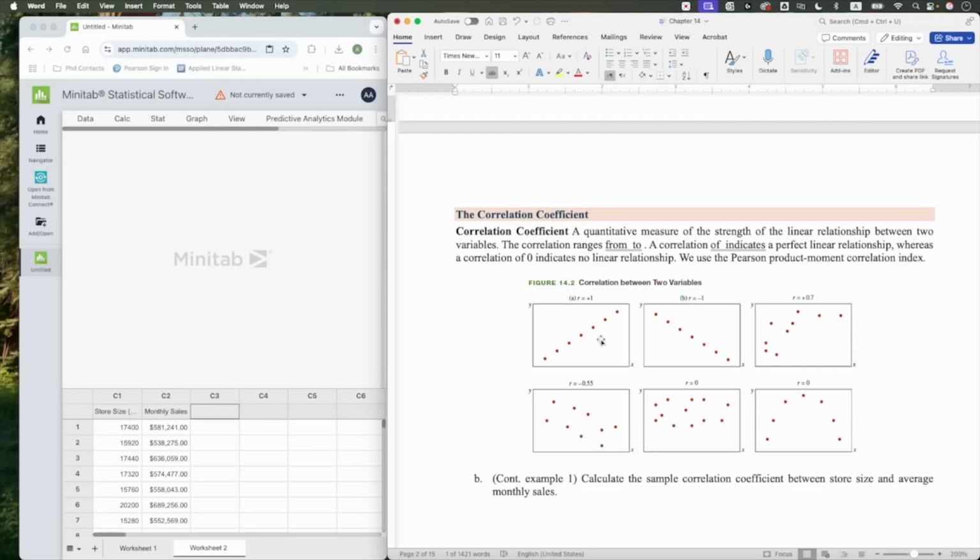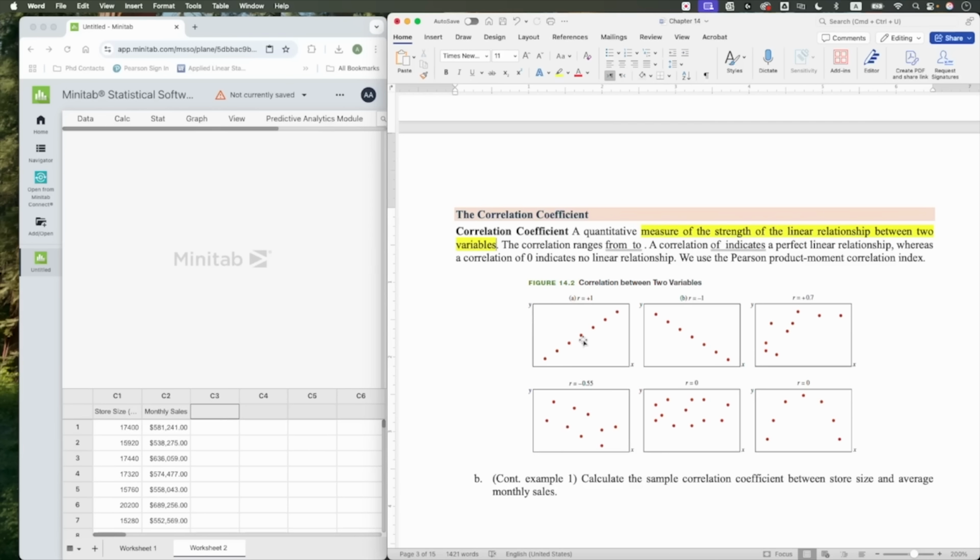This quantitative measure we call the correlation coefficient, which measures the strength of the linear relationship between the two variables. The linear part is important. It studies the strength of the linear relationship between the two variables. It's a quantitative measure. It ranges from -1 to 1.